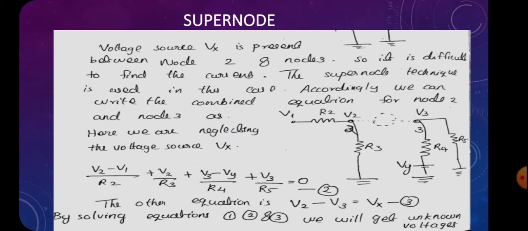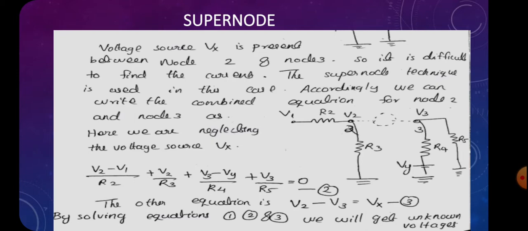So starting from V2, we can write the node equation. You know that R2 is connected to V2, and the current through R2 will be equal to (V2 minus V1)/R2. There is no confusion in that equation. Also the current through R3 will be equal to V2/R3. It's clear. And next, the current through R4 is (V3 minus Vy)/R4.